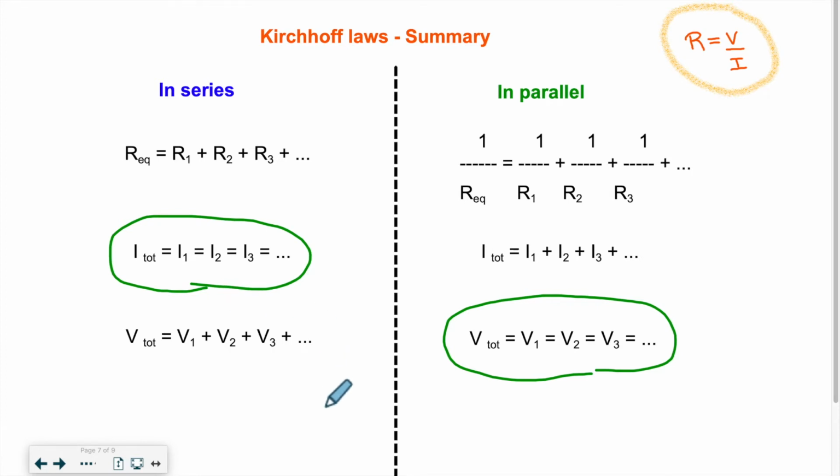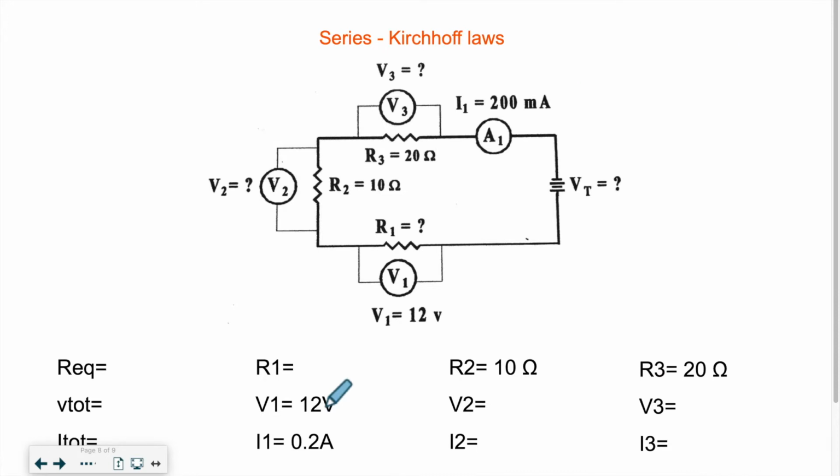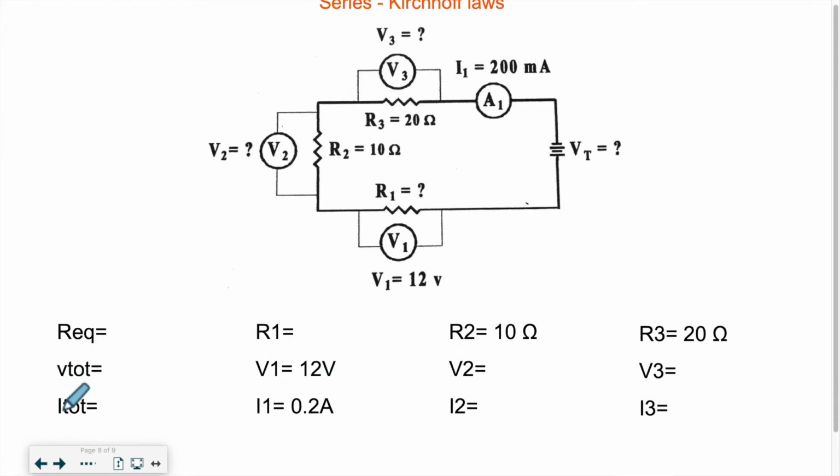So let's begin with the series circuit. Let's say we are given this as a circuit with all kinds of info. What do we do with this? Well, the first thing I would do is list my information. So you have R equivalent, V total, I total. This is the power source. You have the info for the first resistor, second resistor, third resistor. And then you fill out the info based on the info provided in the diagram.